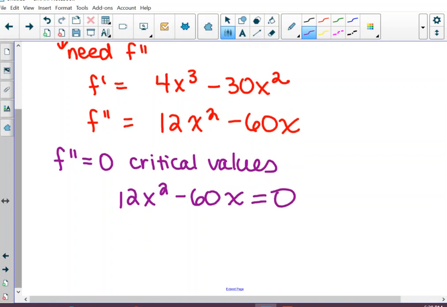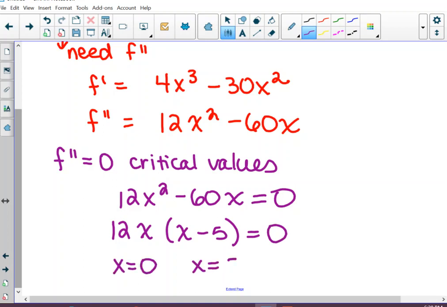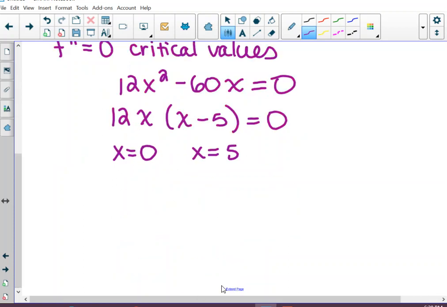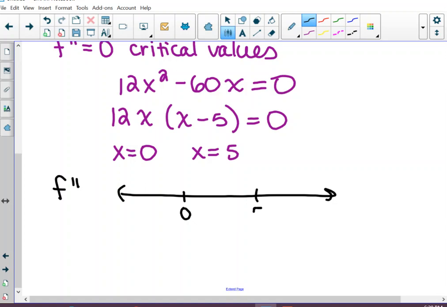So there's my second derivative. Nice little factoring, if you don't recognize that. And I get 2 critical values. Sometimes we'll get 1, sometimes we'll get 2, sometimes we might get none. Now, I bet you can guess what we're going to do. We're going to build a number line. We're going to put those critical values on the number line.